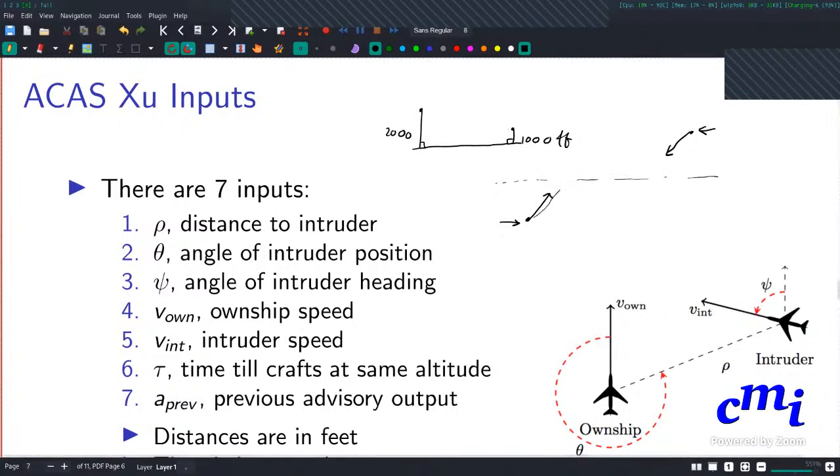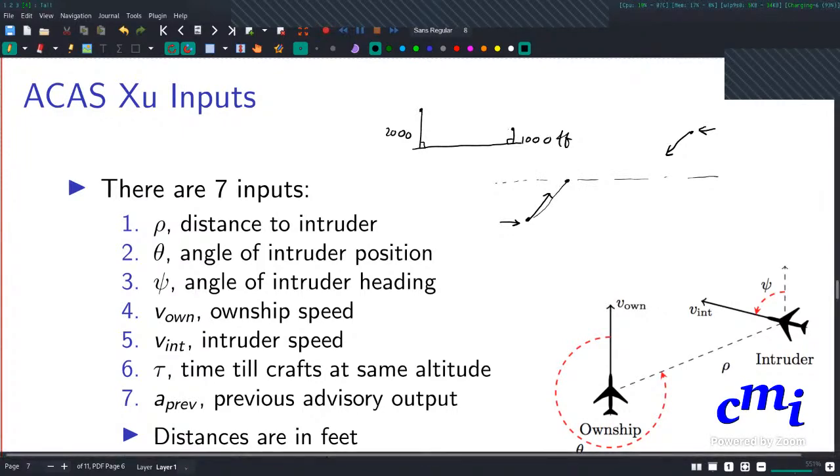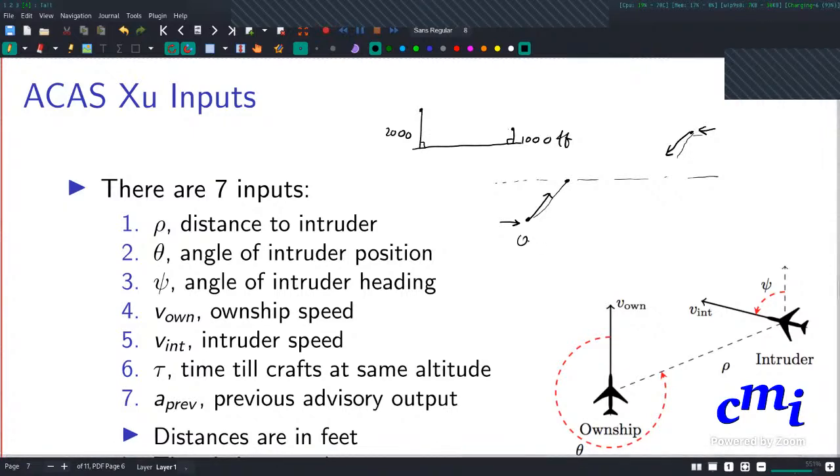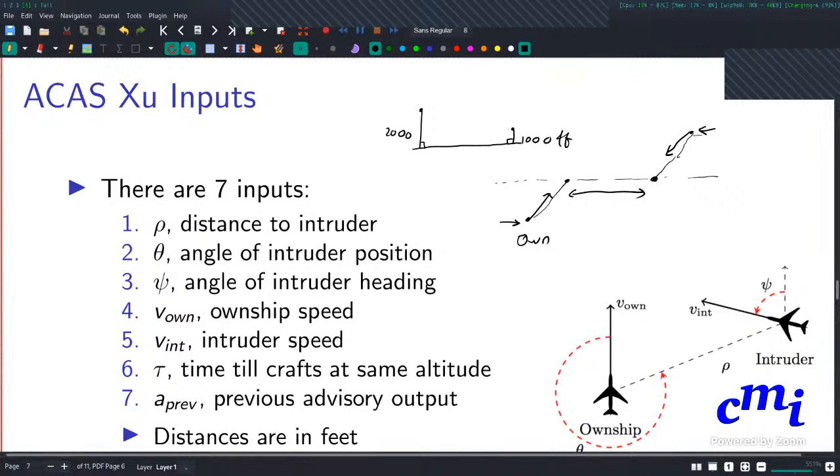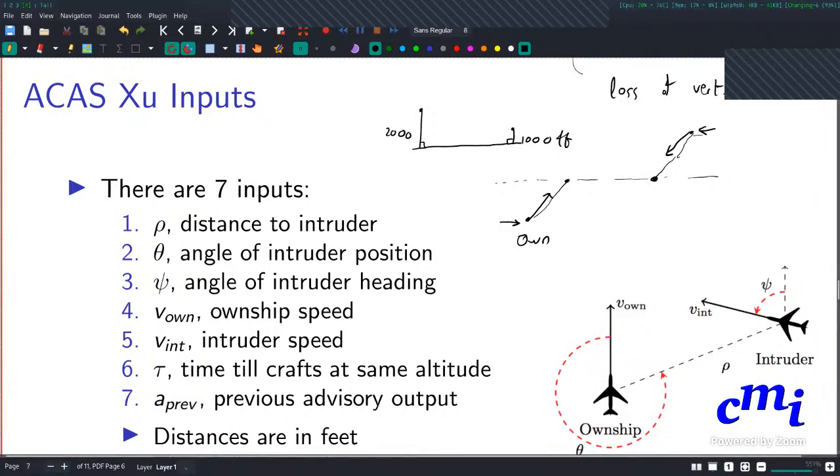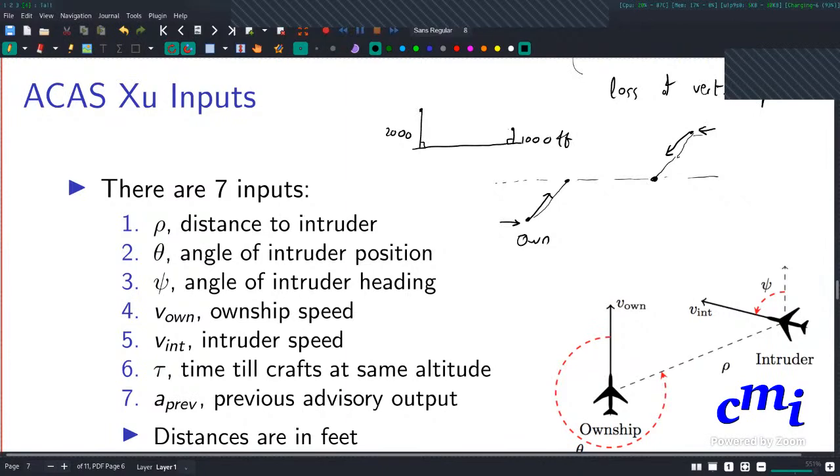They may not collide. It might happen that your own aircraft reaches the same altitude at this point, and the intruder aircraft reaches the same altitude at this point, right? So there's still some horizontal separation between them, but now they are at the same altitude. Whenever they are within some tolerance at the same altitude, we say that we have loss of vertical separation, right? And the way that we describe the vertical component of the situation is by giving an estimate as to how long it will take until there is loss of vertical separation, right?